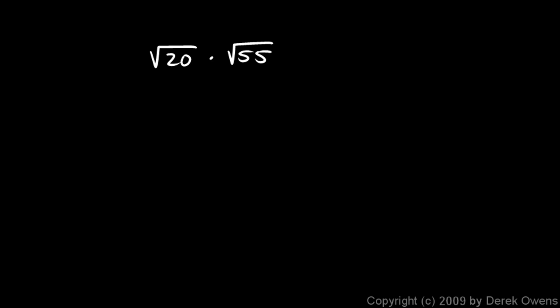Here's another example, square root of 20 times the square root of 55. And again, this one's going to be easier if I just factor these two first. So the square root of 20 is the square root of 4 times 5. And the square root of 55 is the square root of 11 times 5.